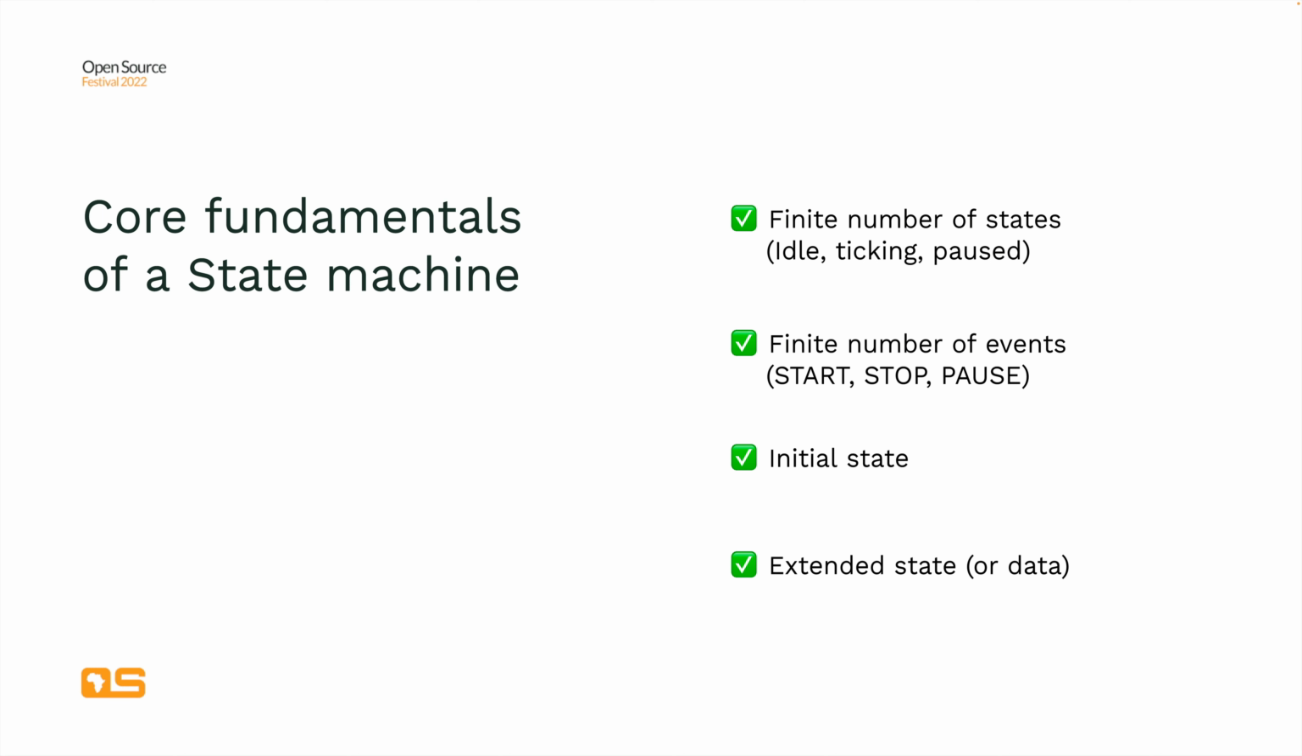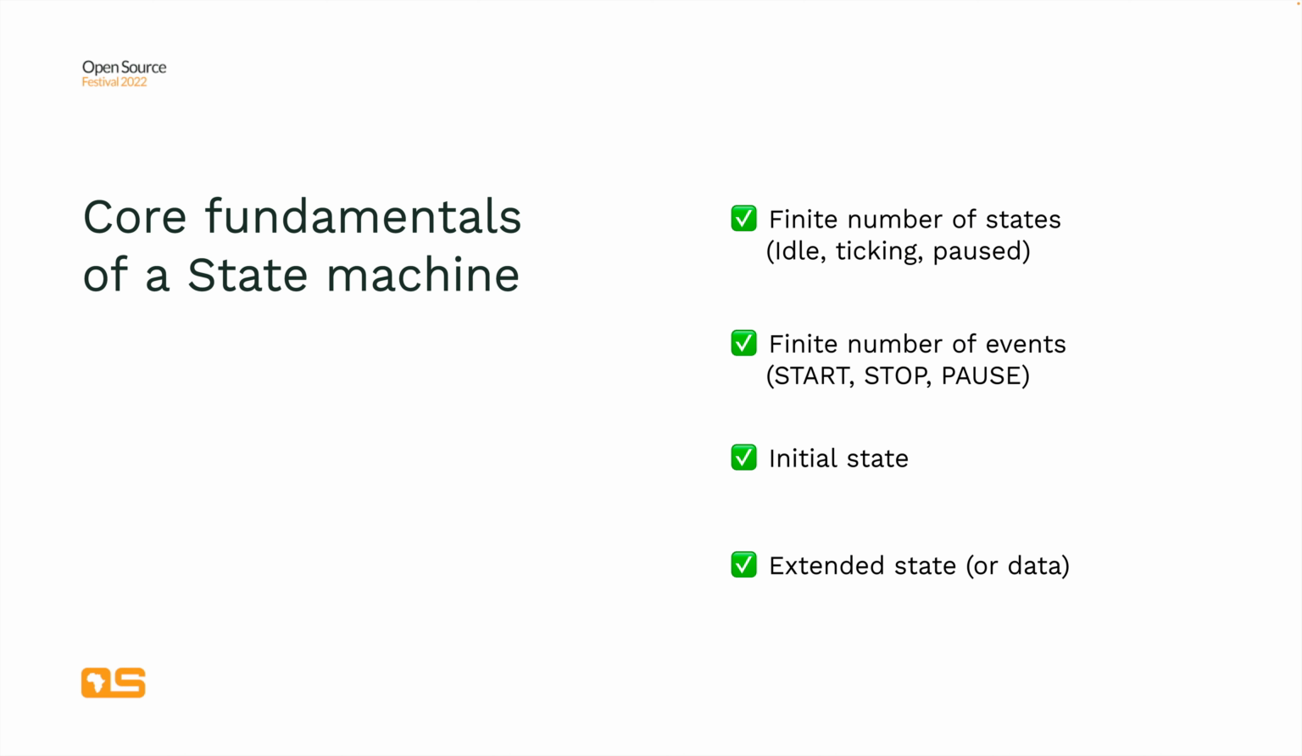For the stopwatch we want to build, let's assume it includes the idle state, which means you just open the stopwatch app, no interactions just yet. A ticking state, which means you click the start button and it starts to count upwards. And a pause state, which means let's say you hit the pause button and it just pauses there.